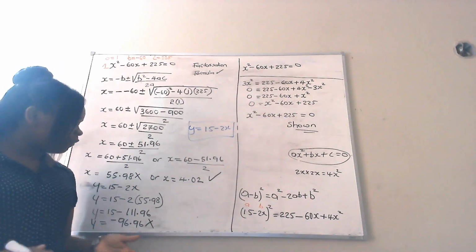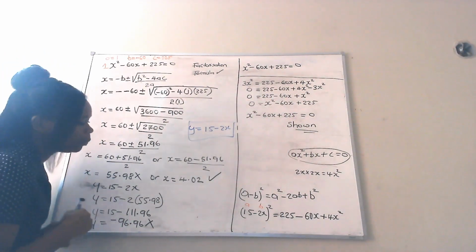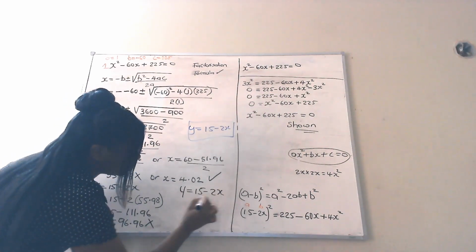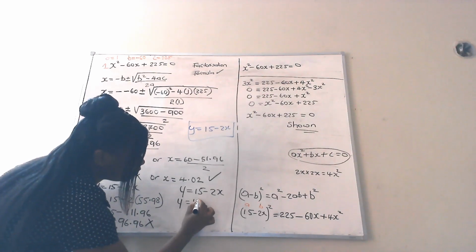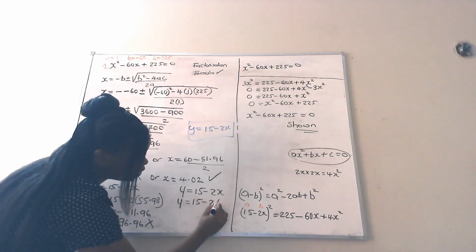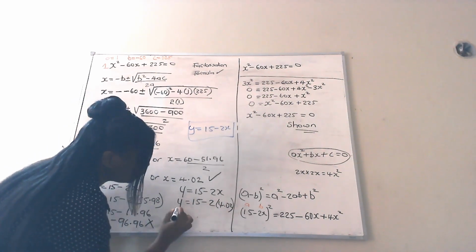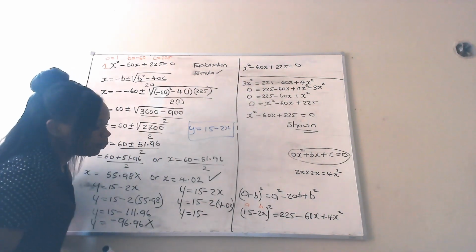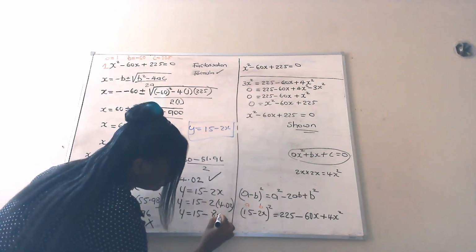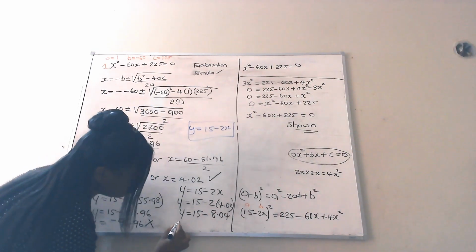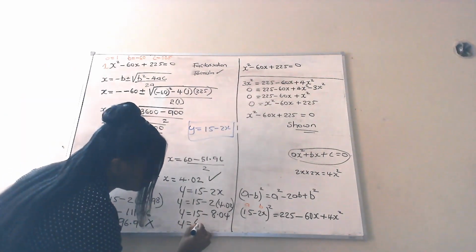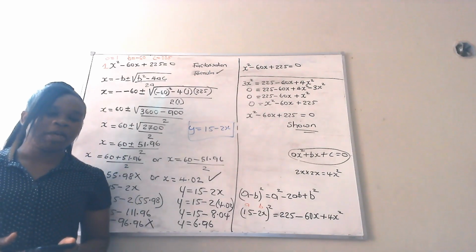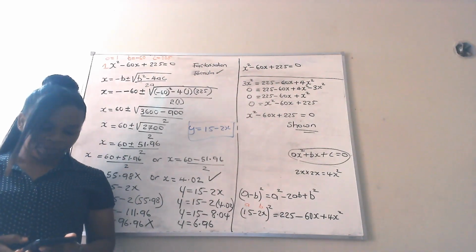Let's now work out the value for y when x is equal to 4.02. So again, y is equal to 15 minus 2x. Let us substitute 15 minus 2 times x, which is 4.02. Y is equal to 15 minus 2 times 4.02, that's 8.04. Y is equal to 6.96. And that's it. Let's now move on to the next question.